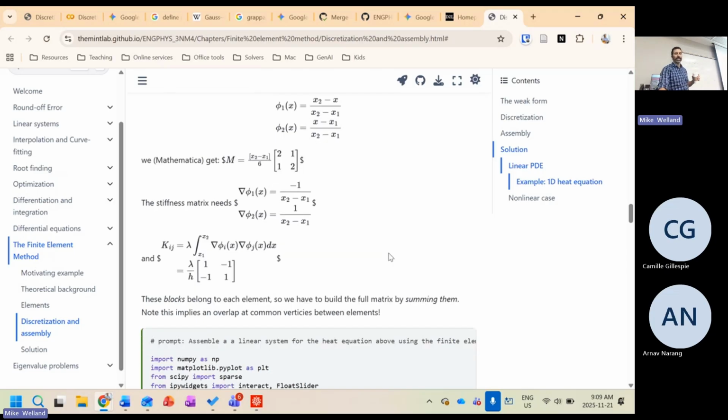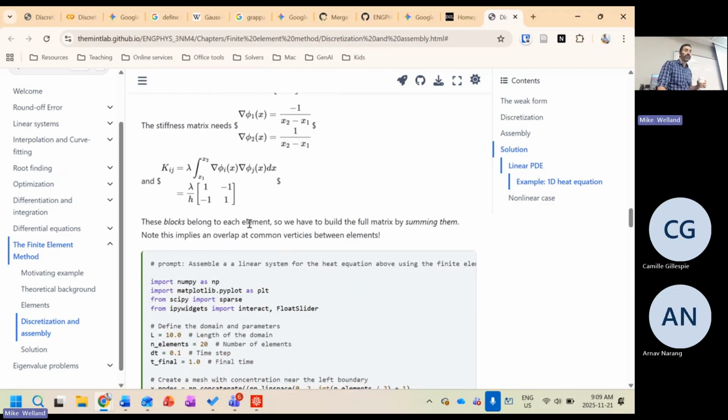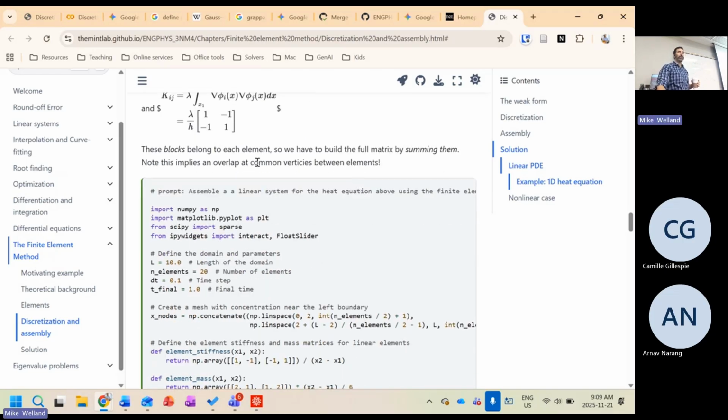Stiffness matrix, you calculate out like that. You do your integration, you get this nice matrix equation, and these blocks belong to every single element. But now we have to stack it up and put it into the larger system so that we're able to solve all that simultaneously. It does imply overlap at common elements, at common vertices. Because we're doing the Lagrange shape function, it had values at the nodes. This overlap means that whatever's happening on this element is added to whatever's happening on that element.